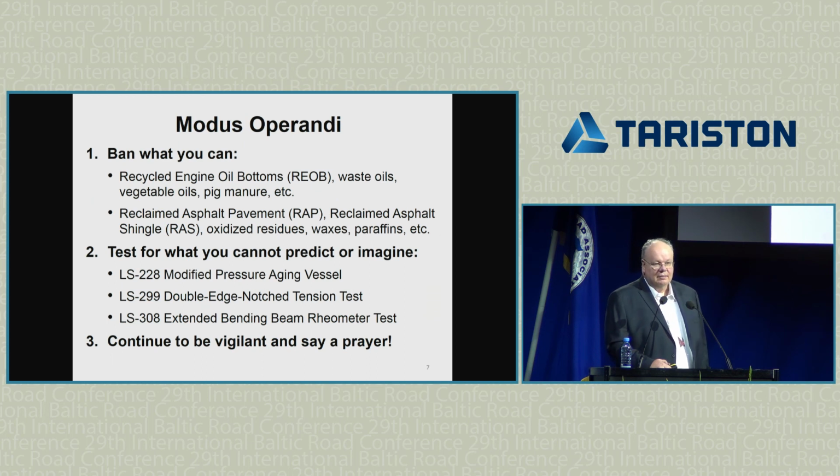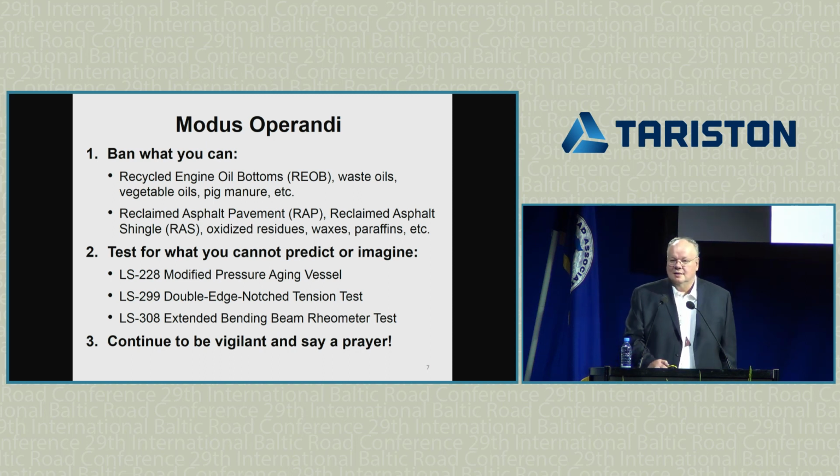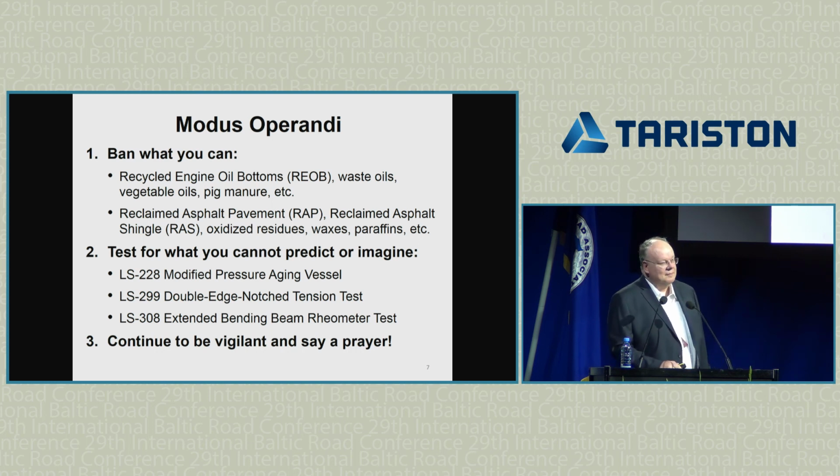My philosophy is to ban what we can. We know they put in vegetable oil. We ask, well, you prove to us that that is a good thing. If we have bacteria eating our roads in a year or two and it falls apart, that's not a good thing. If we see that they put in pig manure, I say, are you crazy? But there's research being funded by the pig industry in the United States to look at pig manure in asphalt cement, believe it or not.